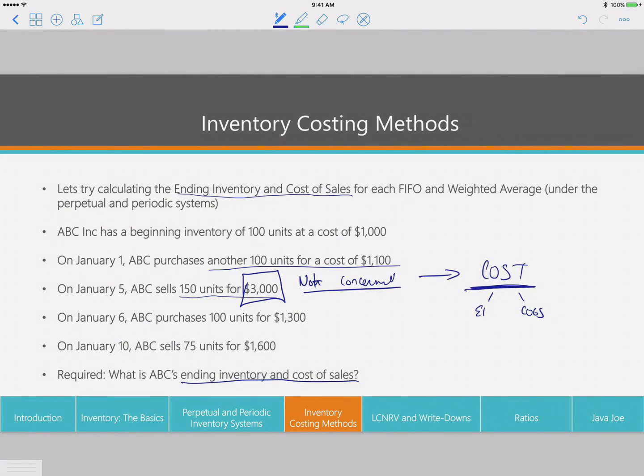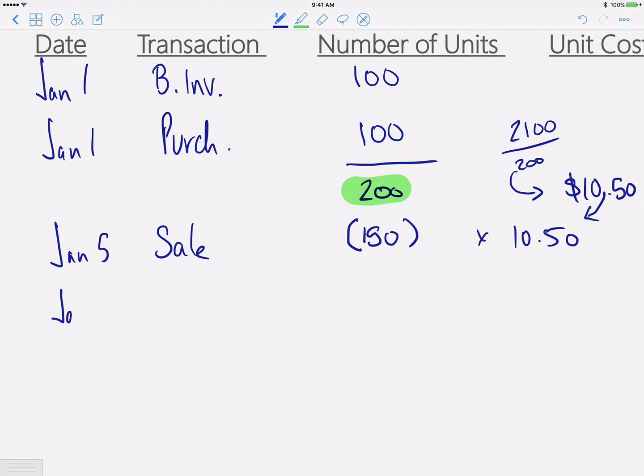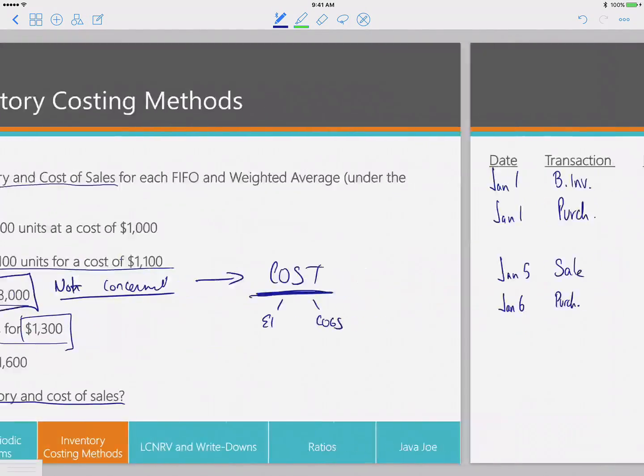We'll now take a look at our next transaction. On January 6th, ABC purchased another 100 units, but this time we paid $1,300 for it. So that was January 6th. We had a purchase of 100 units, and we paid $1,300 for it.